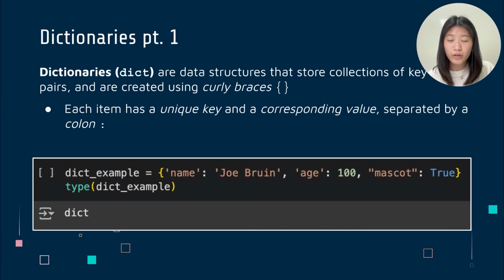So as an example, we've created a variable named dict_example, and we set it equal to this dictionary that contains 3 key value pairs. The first key value pair is going to have the key name and the value Joe Bruin. The second key value pair is going to have the key age corresponding to the value 100, and the last key value pair is going to be the key mascot corresponding to the value true. And we know that this is going to be a dictionary because when we check the type of dict_example, it'll return dict.